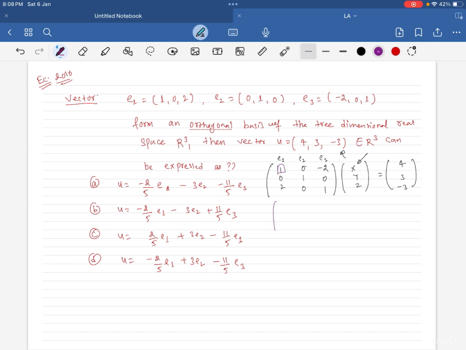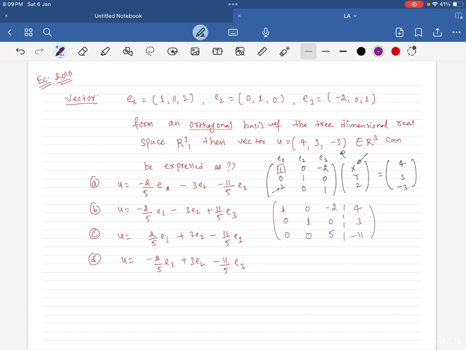So we can take this as a pivot, and first of all you have to write the augmented matrix. So this will be 1, 0, minus 2, and here it will be 4, here 0, 1, 0, and here it will be 3. We can make this 0 by multiplying the first row with 2 and subtracting it from the third. So here it will be 0, and here it will be 1 plus 4, that is 5, and here we will have minus 3 and minus 8, that is minus 11, right?